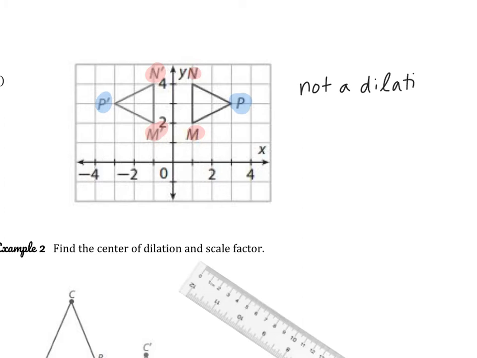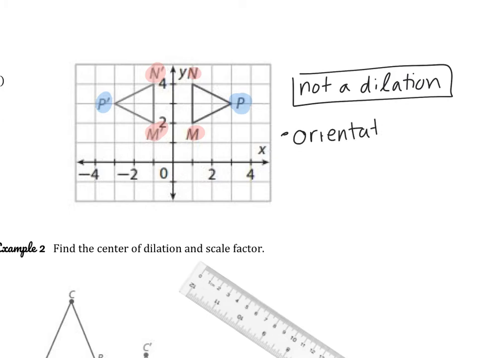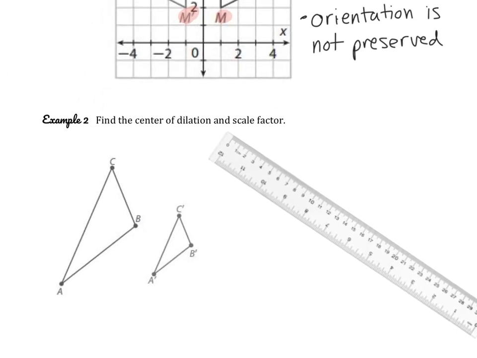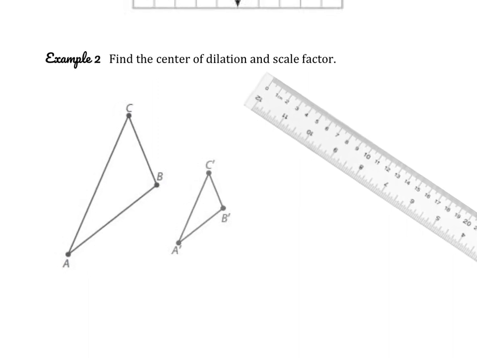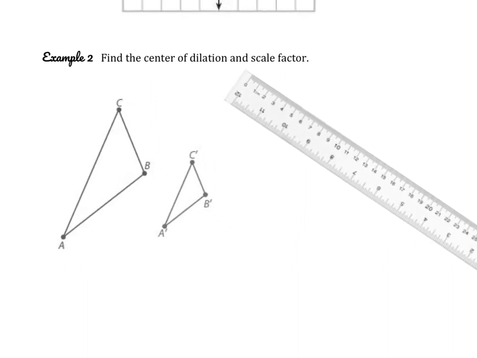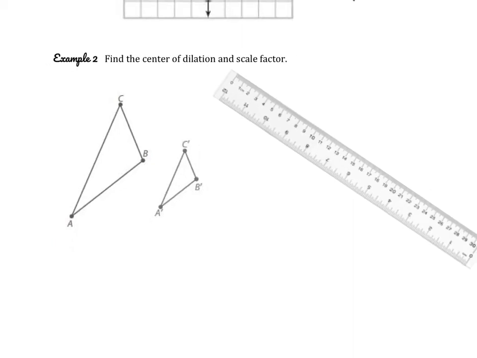And again, our reason for this could be orientation is not preserved. Anytime you have a translation or a reflection like you have here, it is no longer a dilation. Okay, so in this last problem, we're actually going to be finding the center of dilation, and then we are going to calculate the scale factor from our image to our pre-image.